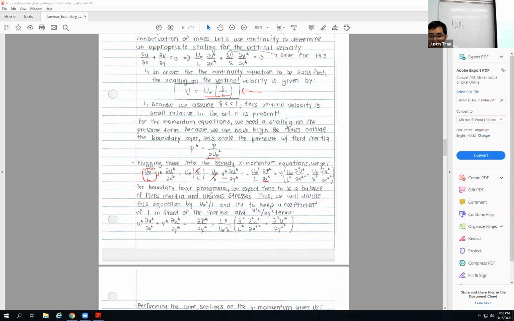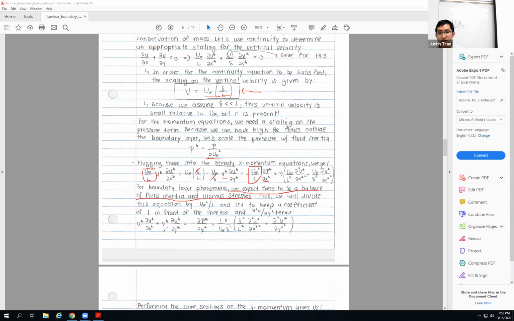And so this is another thing that you would know just based on experiments. In boundary layer situations, outside the boundary layer we have flow that's really fast, so inertia is going to be really high. When we have really high inertia, we know that inertia has to be balanced by the viscous stresses. So what we're going to do is divide by U infinity squared over L and get everything else in terms of a coefficient of one.